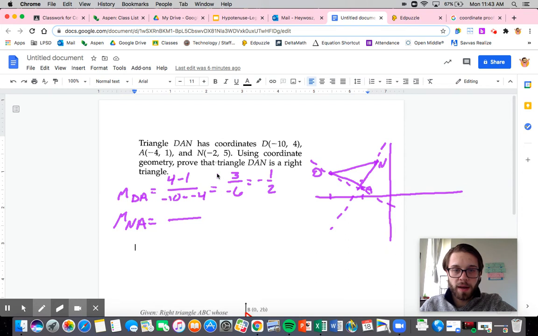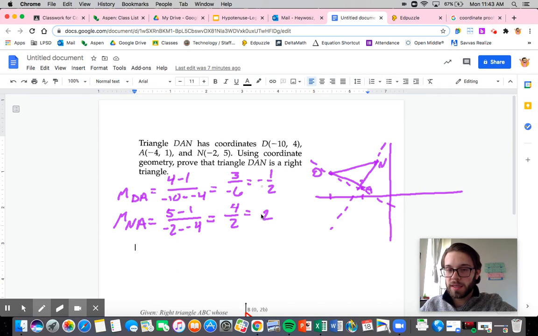So what do we have for NA? We have the change in y, so 5 minus 1, over the change in x, negative 2 minus a negative 4. So we'll get 4 over 2, which is 2. Now they are opposite reciprocals, which does mean that these lines are perpendicular. Because the lines are perpendicular, they meet at a right angle. Because there's a right angle, the triangle is right. That's what we would need to say.